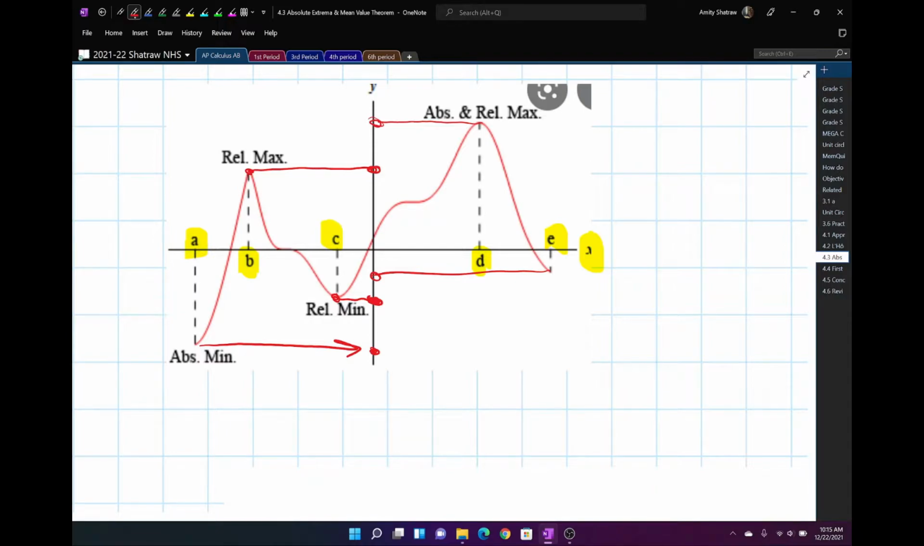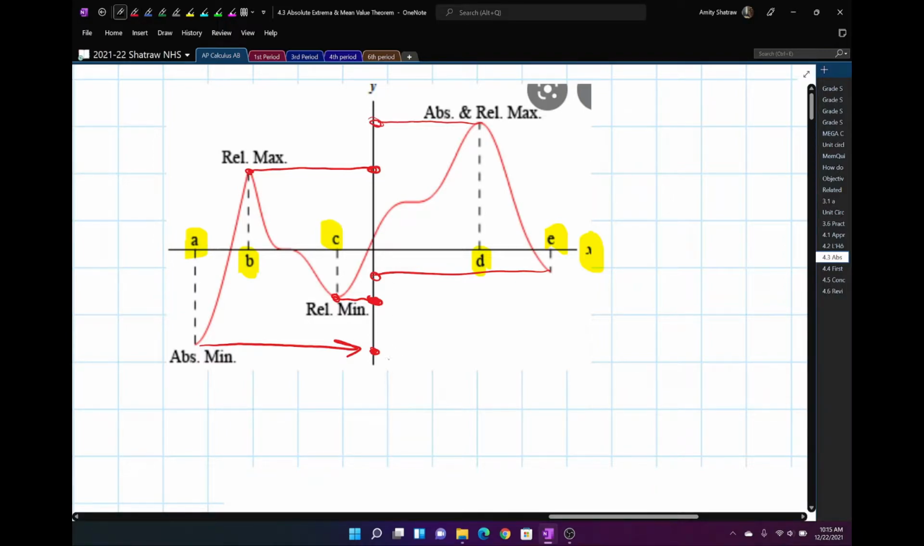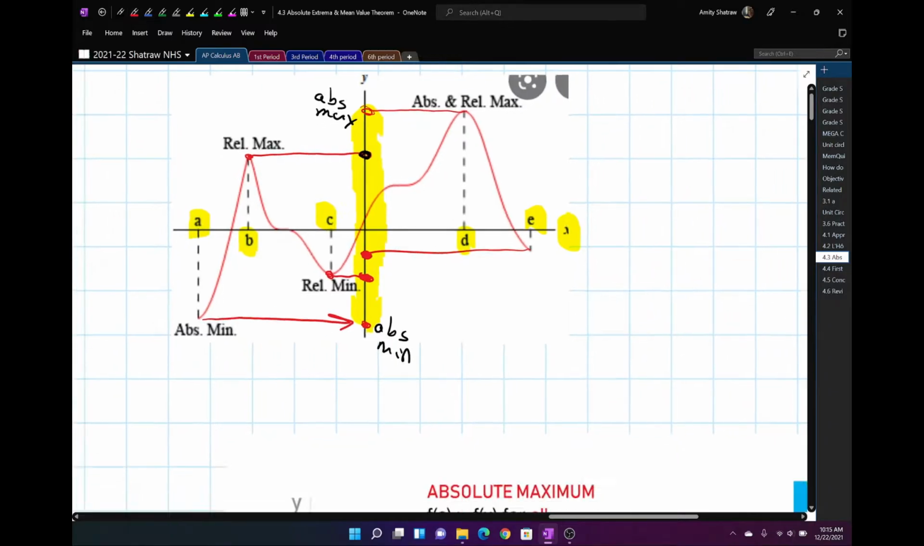And wherever you are on that axis, this is going to be your absolute minimum. And wherever the highest point is, this is going to be your absolute maximum. And then in here, there will be some relative minimums and relative maximums. Okay. And I did not leave that an open dot for any particular reason. Okay, so this is what our goal is.